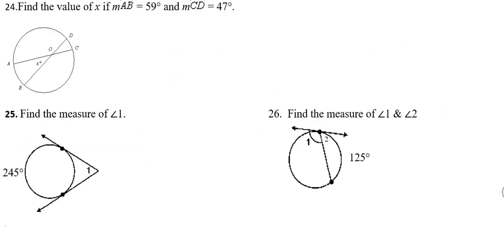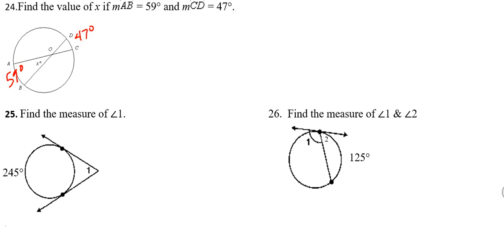So the first thing I notice when I read number 24 is: find the value of x if the measure of arc AB is 59 degrees and the measure of arc CD is 47 degrees. So I'm going to label these parts. This one's 47 right here, and this one's 59 over here.